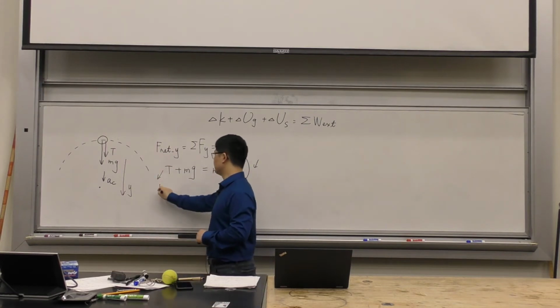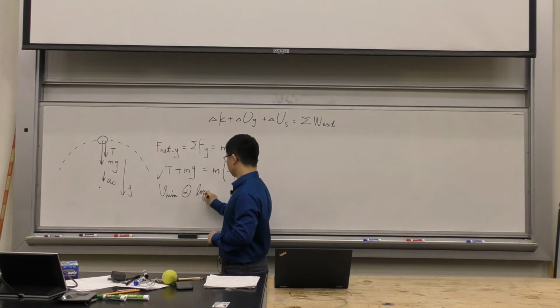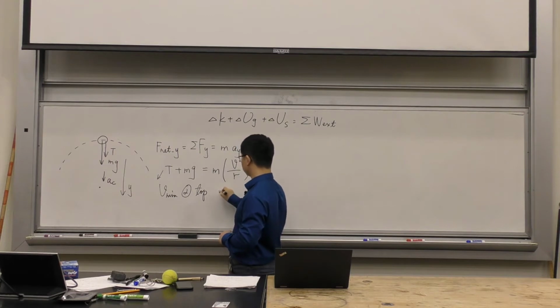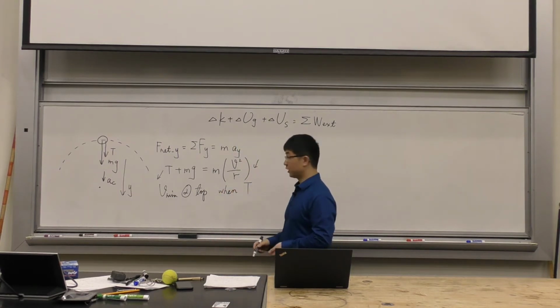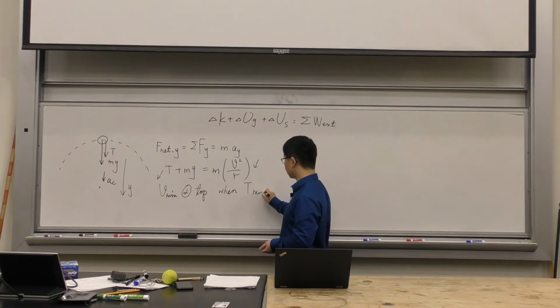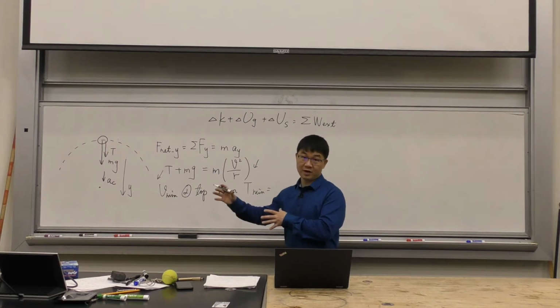So the minimum speed at the top occurs when the tension has reached the minimum. And then what is the minimum value of a tension? I just said that, right? The tension in a string can always vary from 0 to some maximum value.